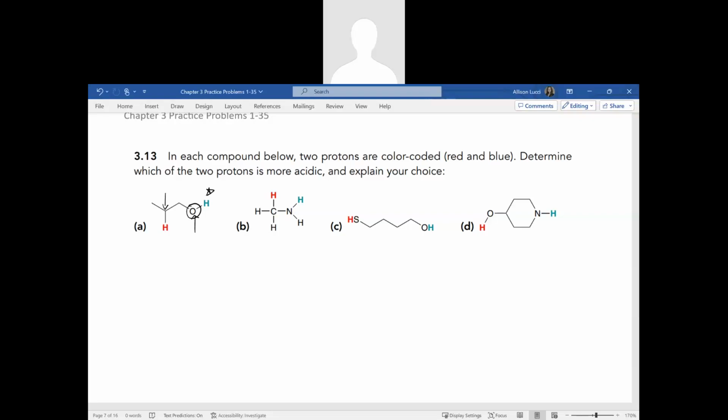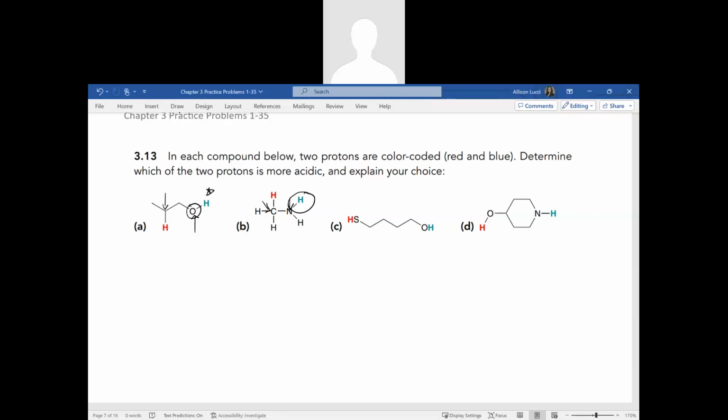So let's take a look at B, where we have one proton connected to carbon, and then one connected to our nitrogen atom. So these are again in the same row of the periodic table. So we will compare their electronegativity values. Nitrogen is more electronegative. Remember our general trend, just who's closer to fluorine. And therefore, nitrogen can better stabilize that negative charge that will be generated upon deprotonation. So the blue proton would be considered the more acidic proton than the proton connected to the carbon atom.